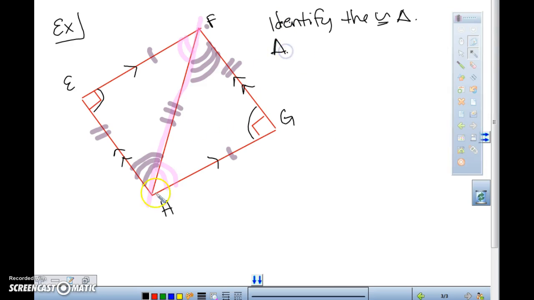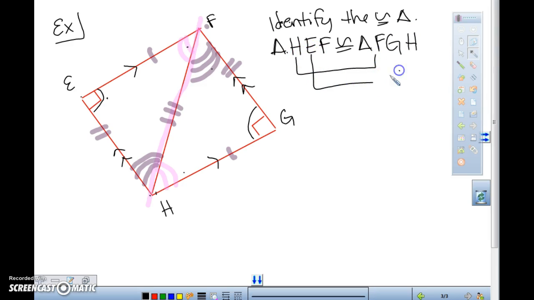Triangle, and I'm going to start down here at H. HEF is congruent to triangle. I have to matchy it. What goes with this top triangle? F, so I write F next. Then E in the top triangle corresponds to what in the bottom? And then F in the top, H. So you do have to be careful and make sure everything matches when you write that congruent statement. Okay?